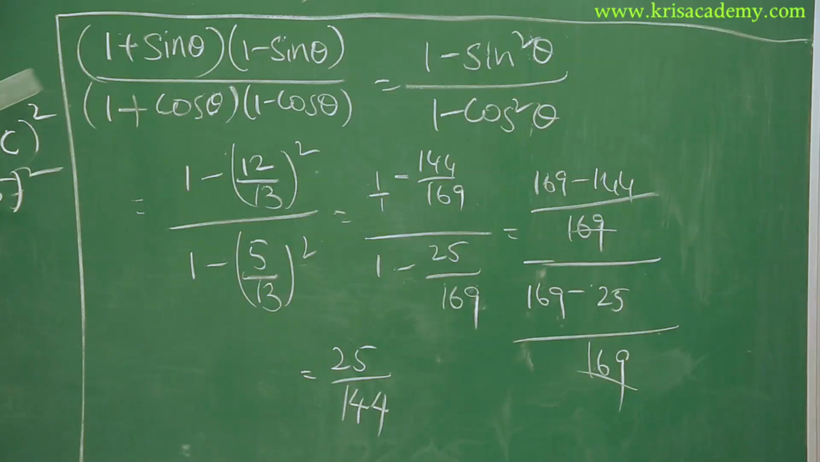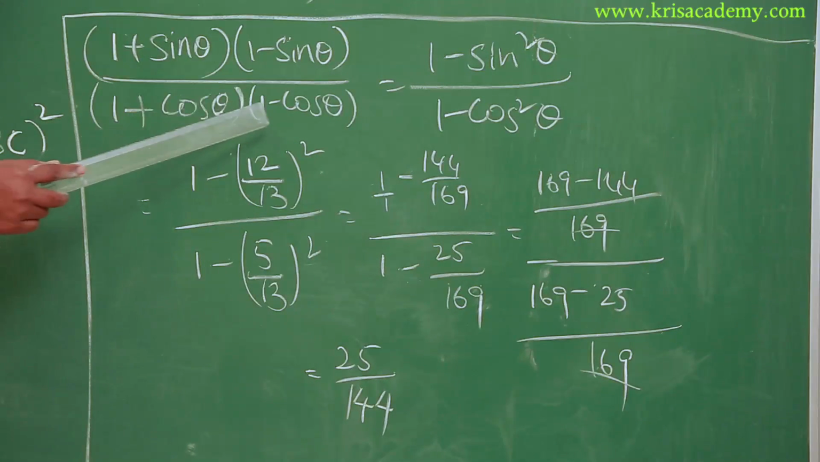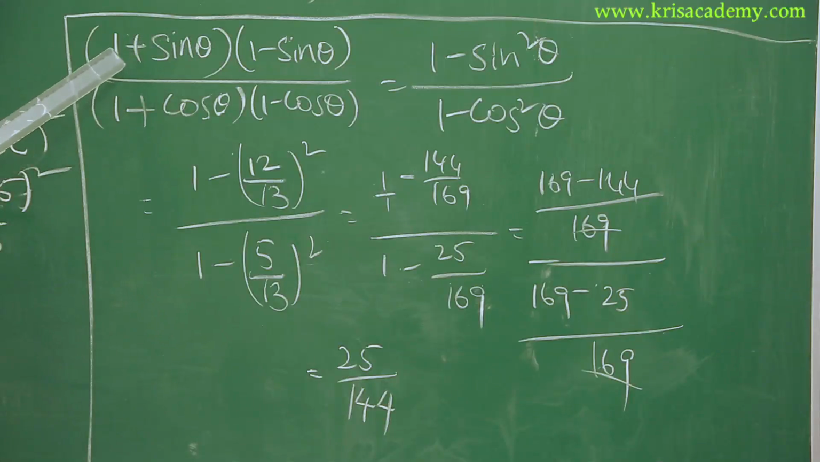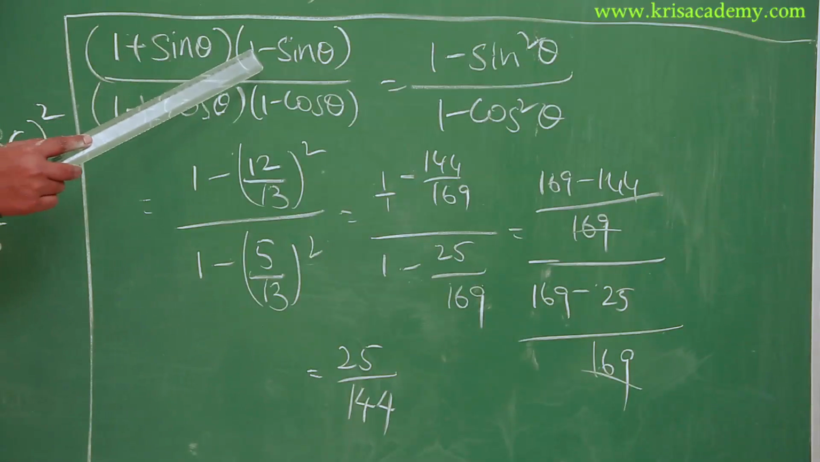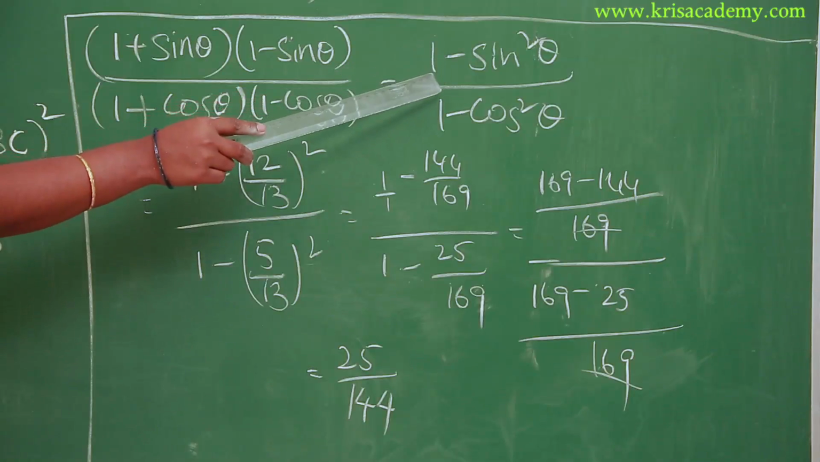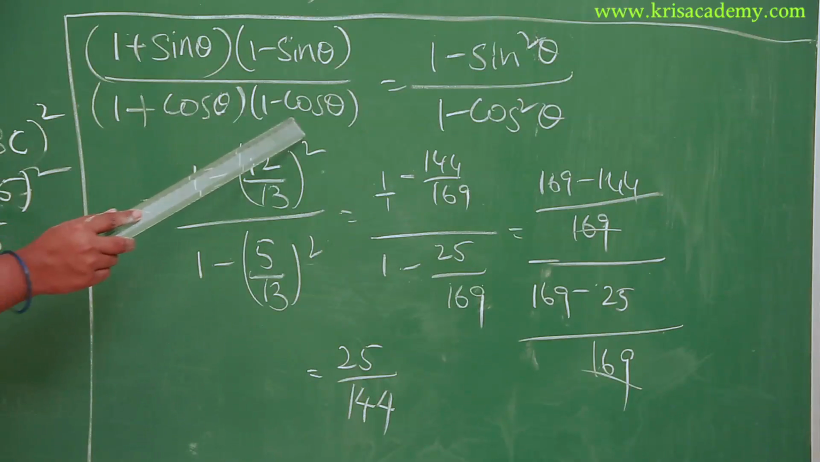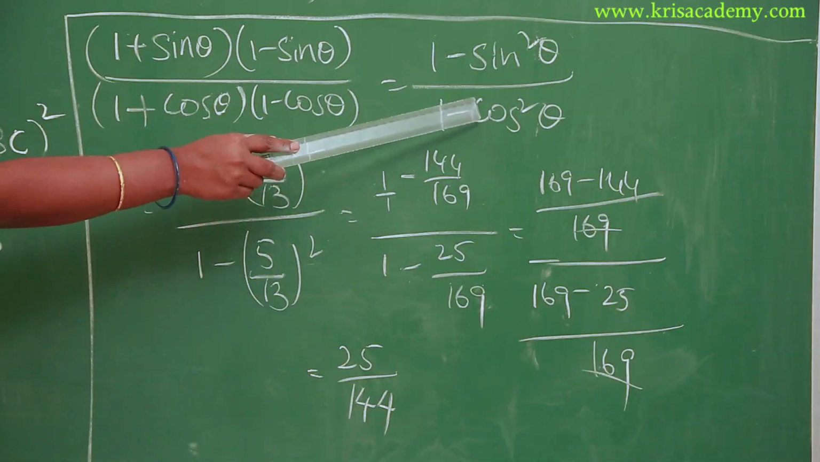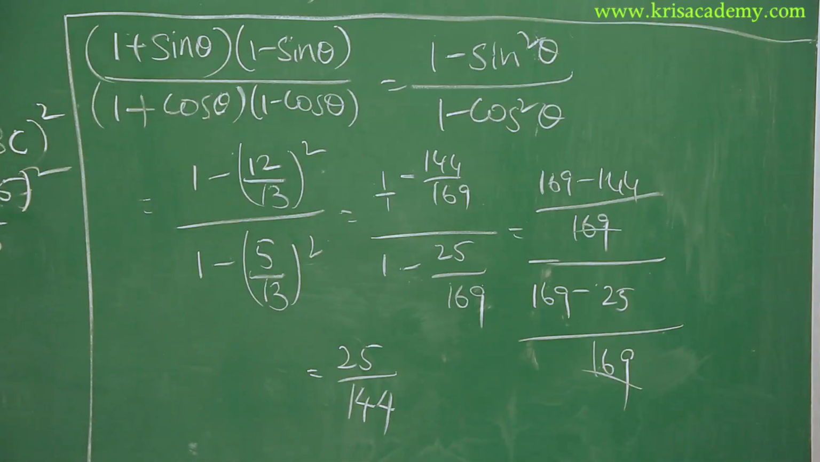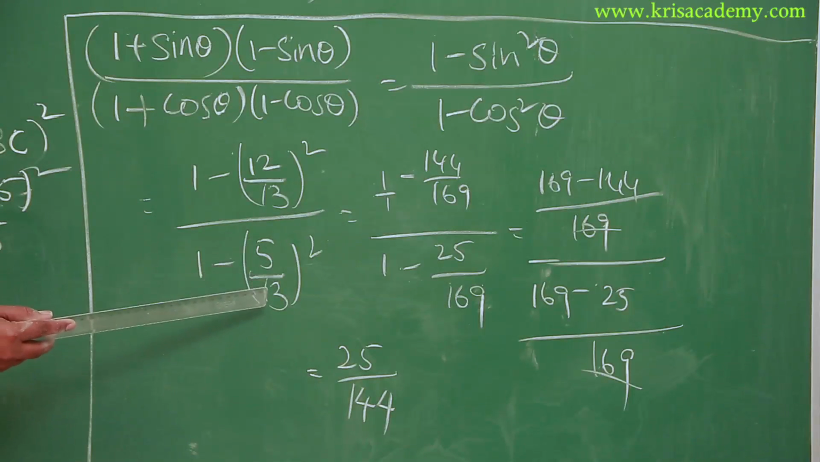Now we have to calculate (1 plus sin theta) into (1 minus sin theta), and (1 plus cos theta) into (1 minus cos theta). So here we are applying (a plus b) into (a minus b) is a square minus b square. So 1 square is 1, so 1 minus sin square theta. Here also (a plus b) into (a minus b), 1 square is 1, so 1 minus cos square theta. Sin theta value we have just calculated as 12 by 13. Cos theta value we have calculated as 5 by 13.